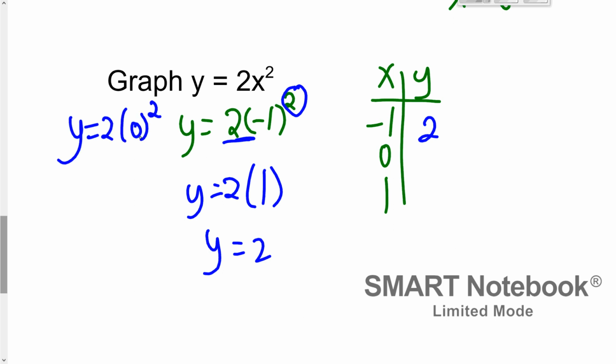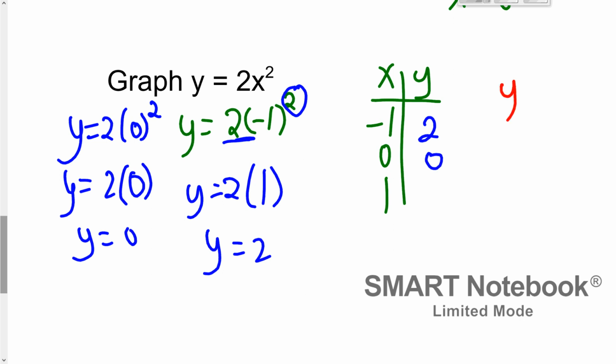Whenever you plug something in, substitute it in, put it in parentheses. 0 squared is 0. 2 times 0 is 0. So I plugged in 0, I got 0 out. Last one. Let's plug in 1.